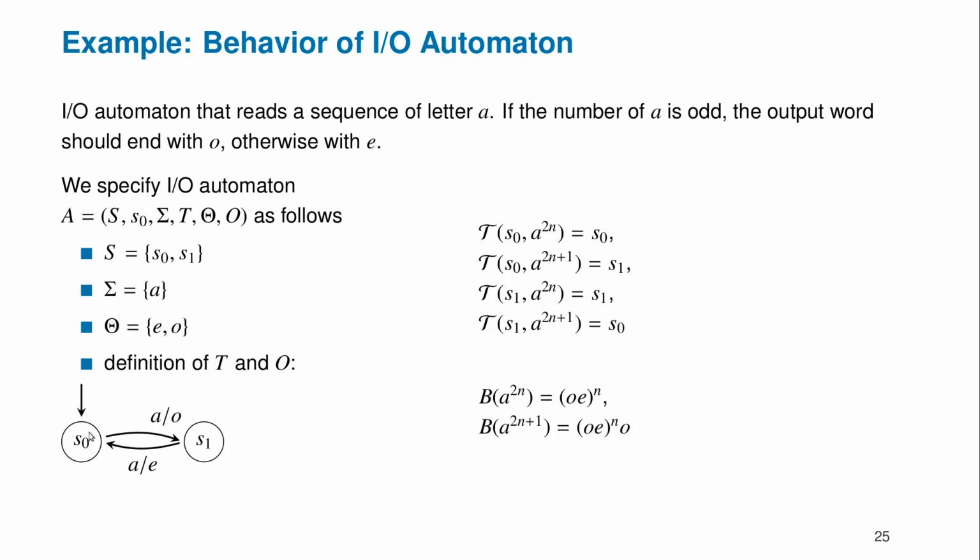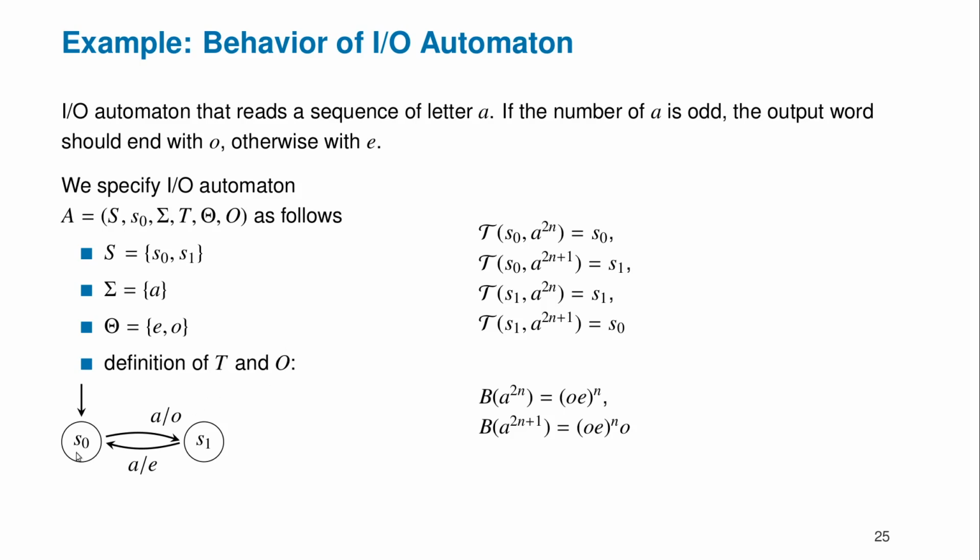Initial state is S0. I have marked this here in the graphical representation, which also specifies T, the transition function, and O, the output function. For the transition function, we go from S0 to S1 when reading an A, and we go from S1 to S0 also when reading an A. There is nothing much else we can do for the transition function.